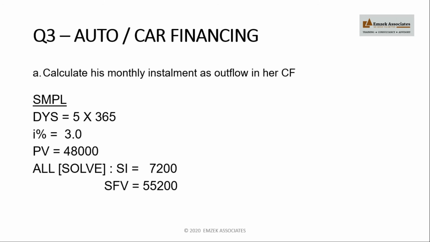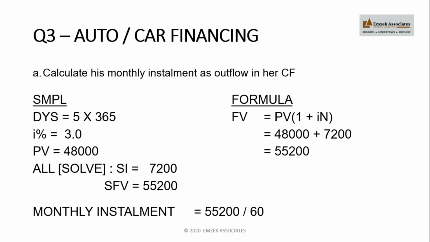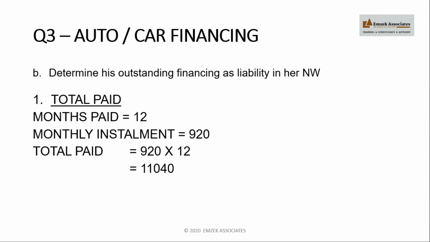So we get the SI as 7,200 and the SIV is 55,200. Using the same formula like just now, we get the same answer of 55,200. To get the monthly installment, we just divide 55,200 by the number of months in 5 years, which is 60. Now to determine the outstanding financing or outstanding balance, the total months paid is 12 months.